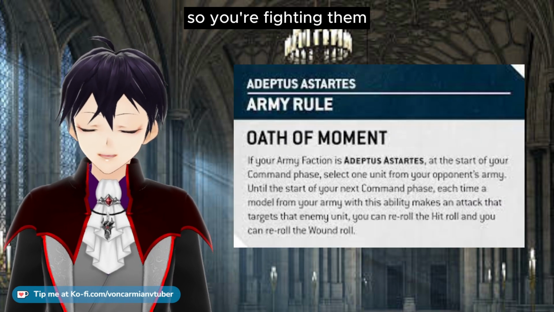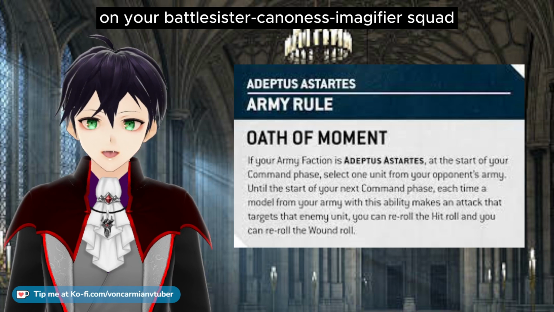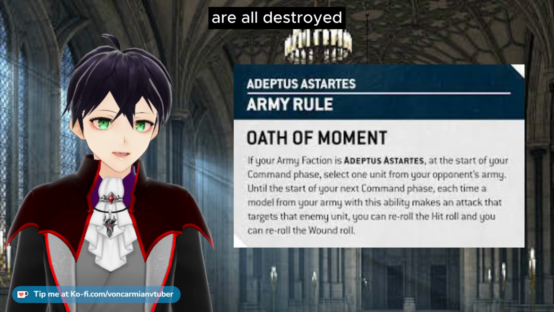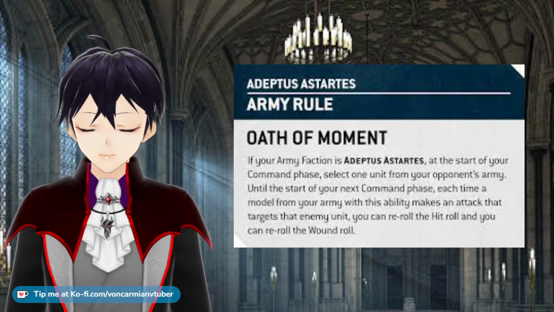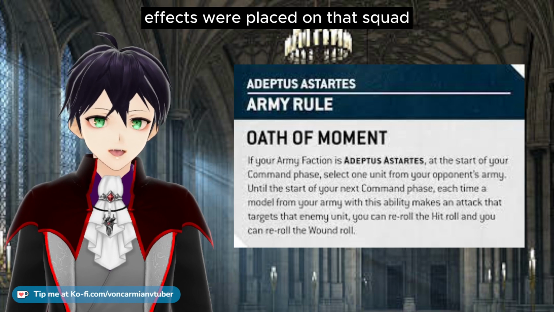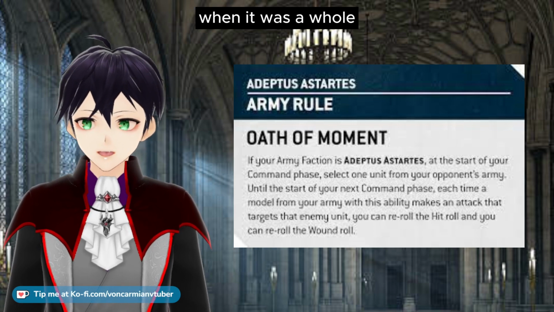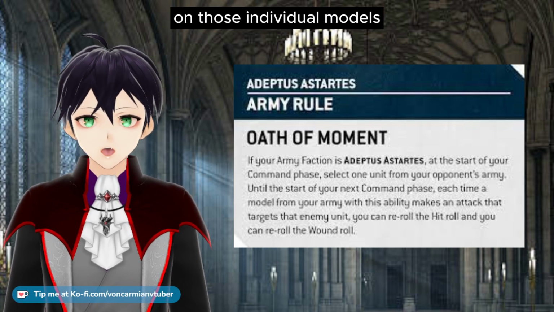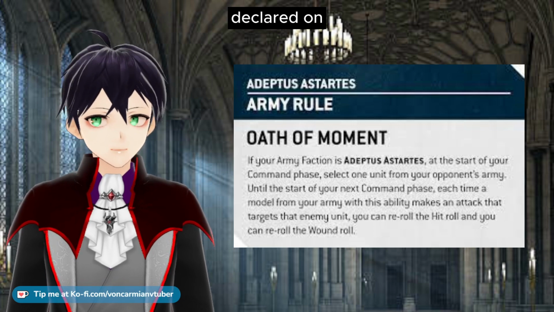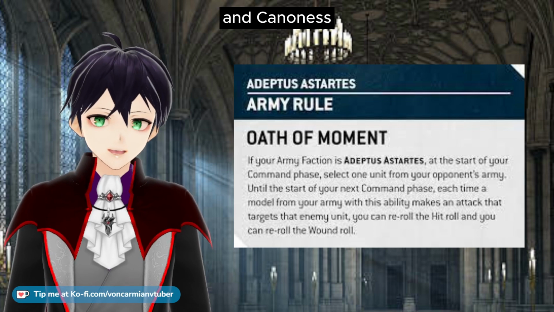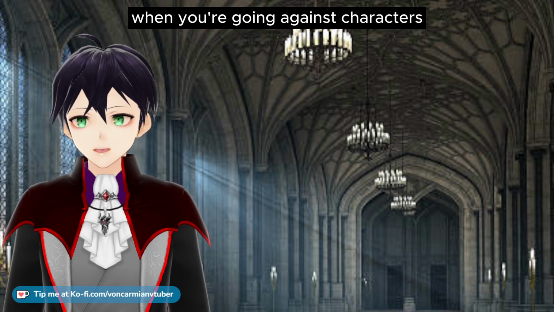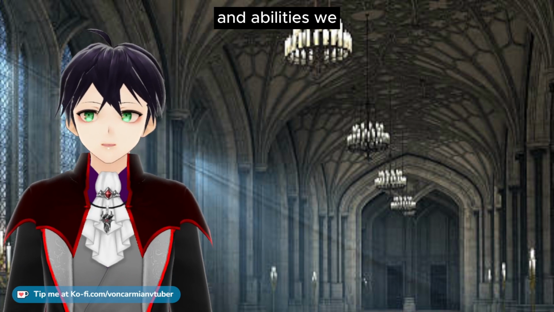So you're fighting them. They have used Oath of Moment on your Battle Sister Canoness Imagifier squad. Once the Battle Sisters are all destroyed, the Imagifier and the Canoness both are subject still to the Oath of Moment. So whatever effects were placed on that squad when it was a whole, now persist on those individual models once it's split. There is now an Oath of Moment declared on both of those models, the Imagifier and Canoness. Now we've explained how all of the damage works when you're going against characters, let's look at the damage and abilities we can put out.